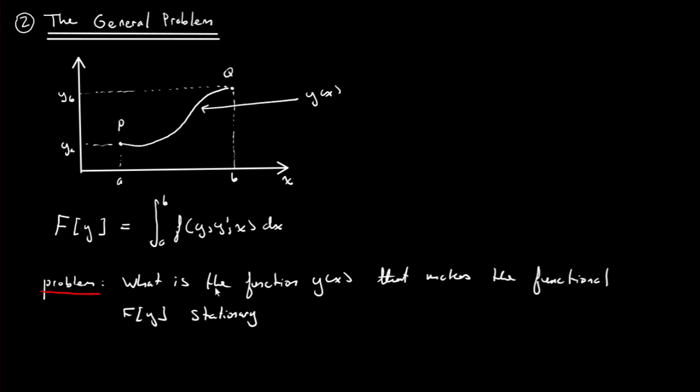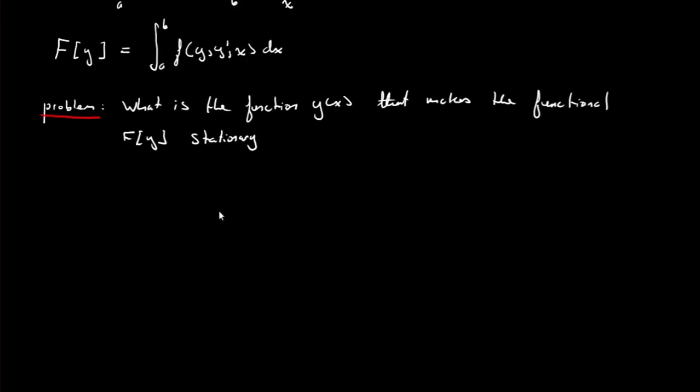So same as our problem before, but we just abstracted away that square root of 1 plus y prime squared into this more general object f, which is some function of y, the first derivative of y, and it might have some explicit dependence on x as well.